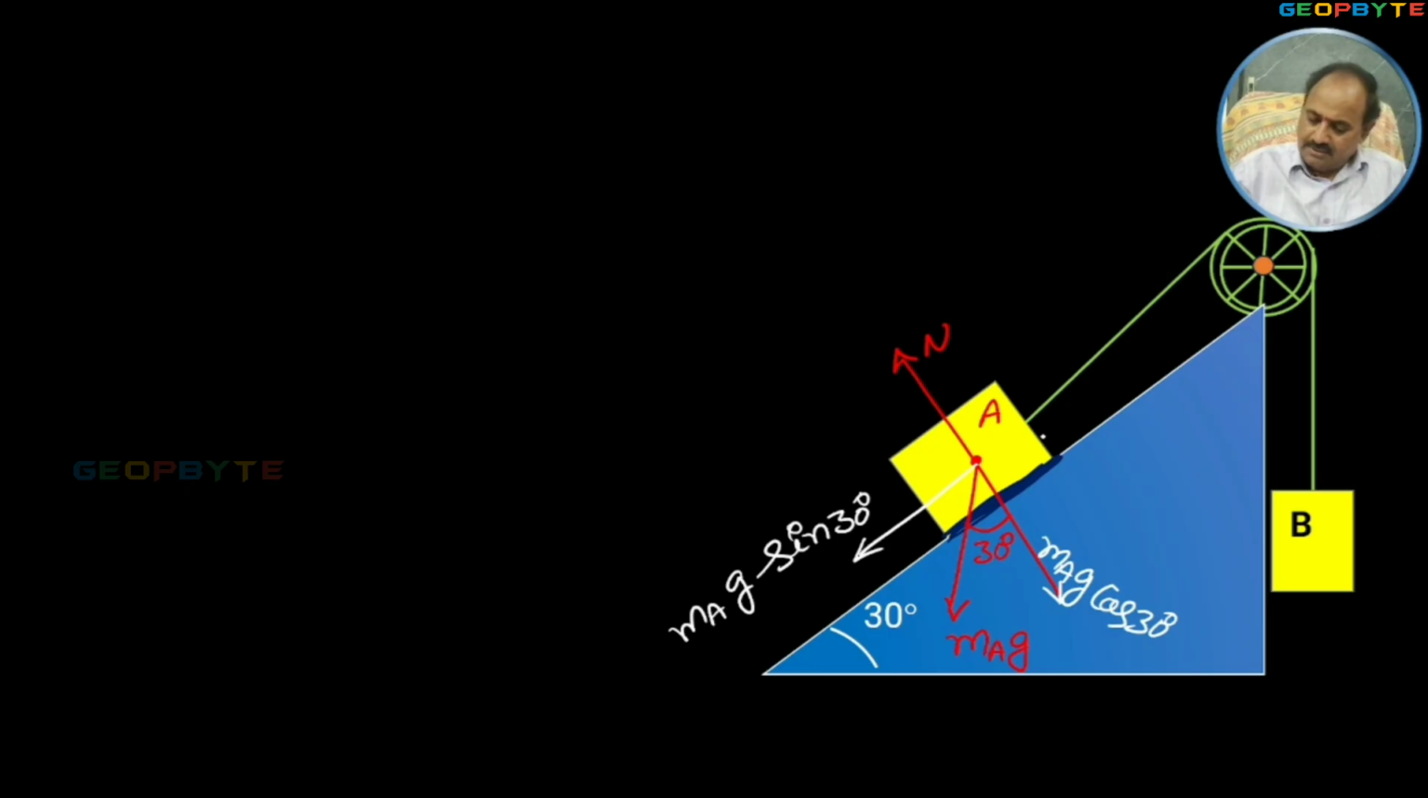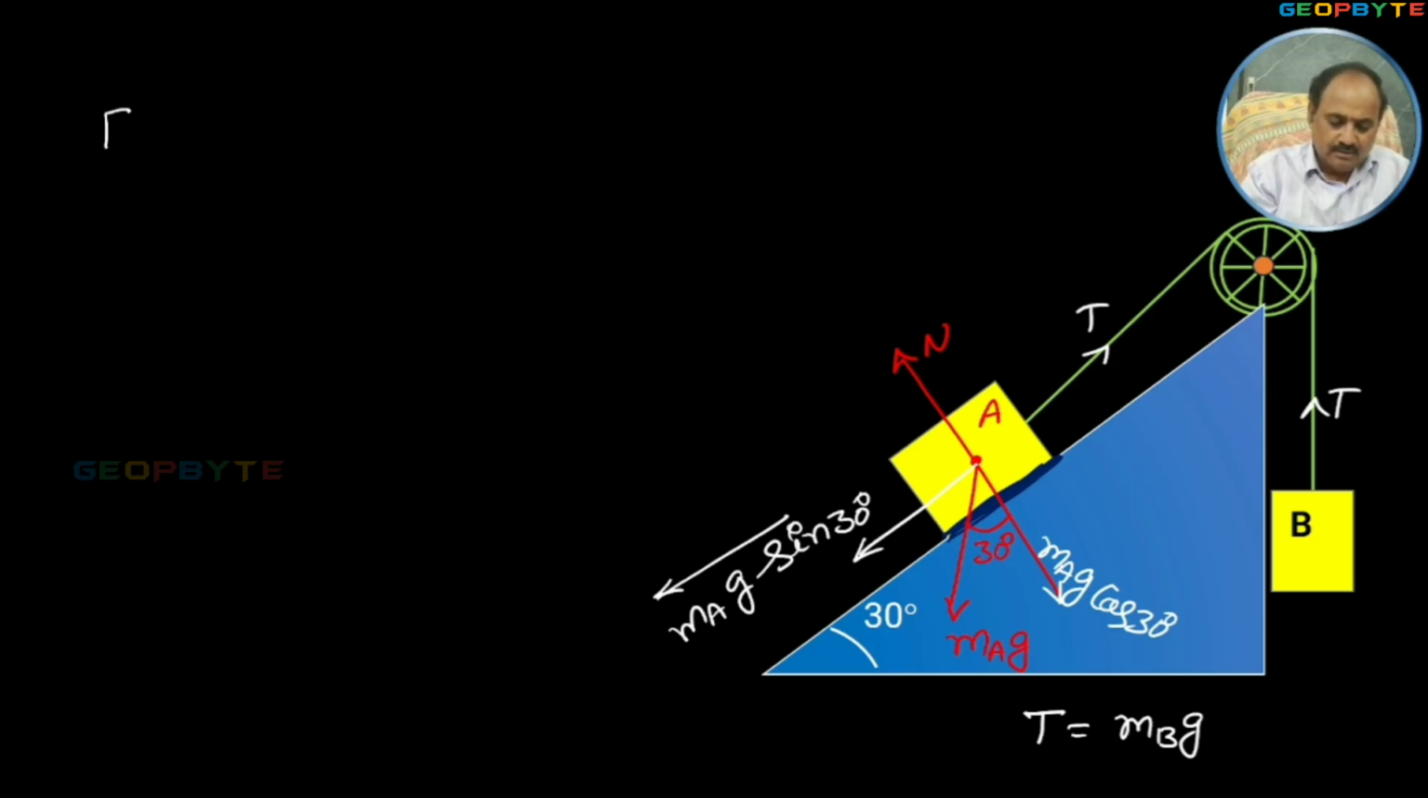Now it is given clearly that the block is moving in this particular direction. Then the tension is developed on the string in this direction with respect to A, and with respect to B in this direction. Tension T. With respect to B, I can write that T equals mass of B multiplied by gravity constant. Now let us take block A.